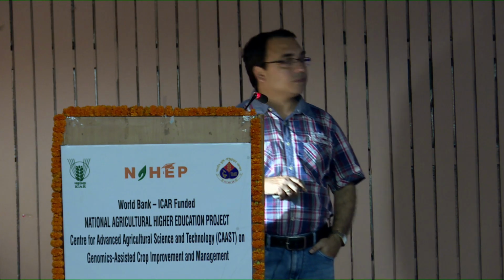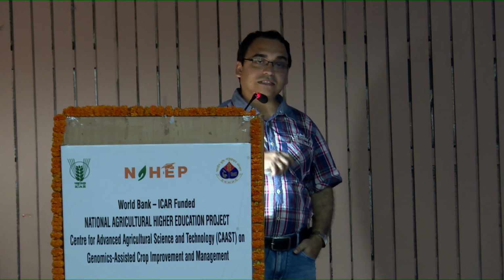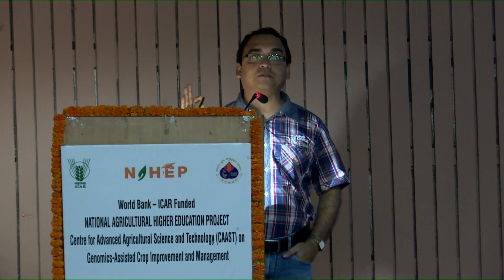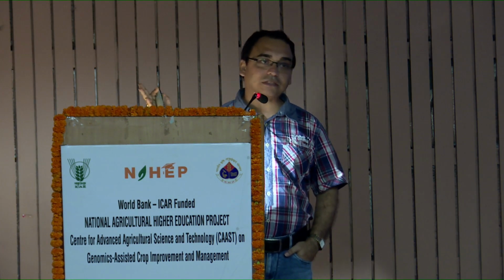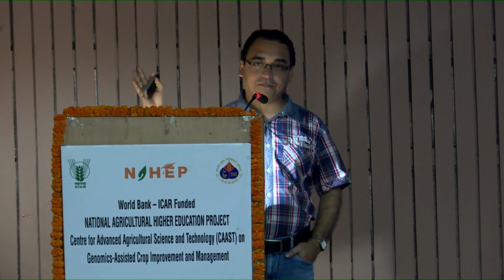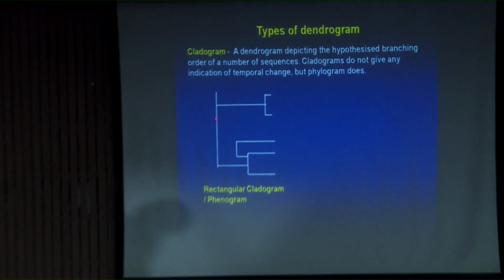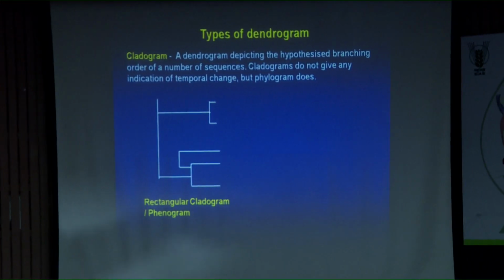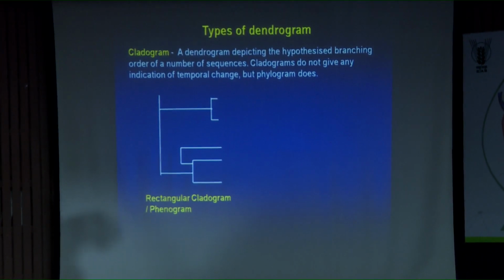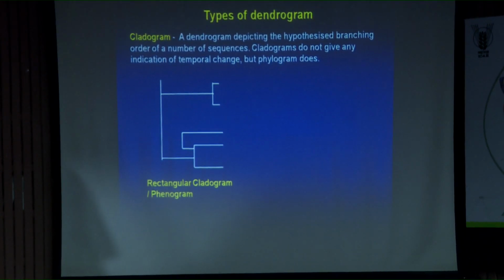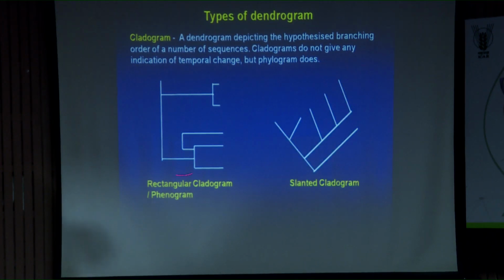The cladogram, on the other hand, is the same thing, but the temporal concept is missing. So, if the temporal concept is missing, that means the length of this tree is the same. So, all these branches end at the same point, there is nothing going ahead or going beyond. Everything ends at the same point. That kind of tree is called cladogram or rectangular cladogram or phenogram.